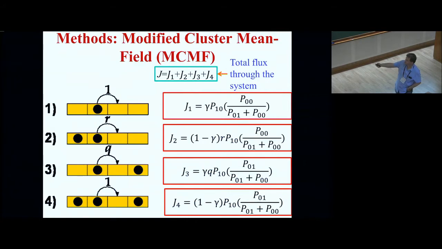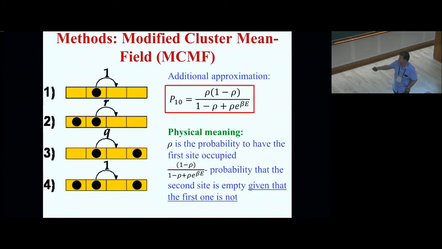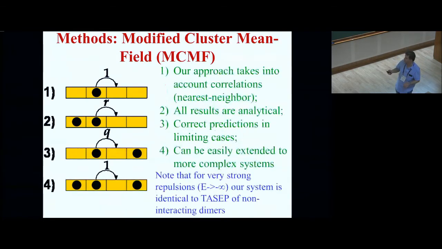these P10, P00 probabilities of these clusters, which I can easily express in terms of the density. And I have one additional approximation here for the probability to have cluster 1, 0 in terms of the rho. Rho is the density, the probability for a given site to be occupied by the motor protein. So essentially I have analytical formulas. I can extend it for all possible things, to have parallel channels, as actually we did, and many other things here. It's an analytical theory. It works reasonably well, not perfectly, but reasonably well. All results are analytical. And we actually go to the right limits in limiting cases here.